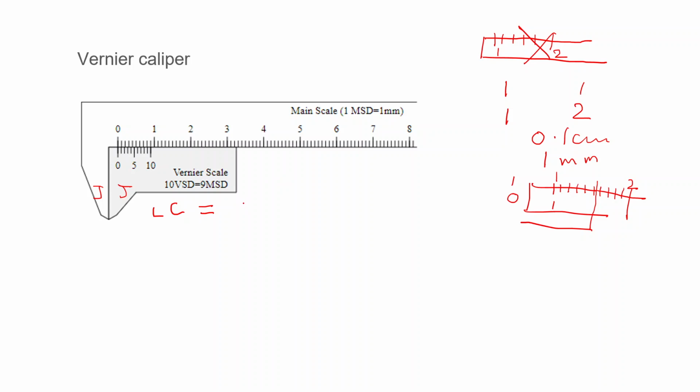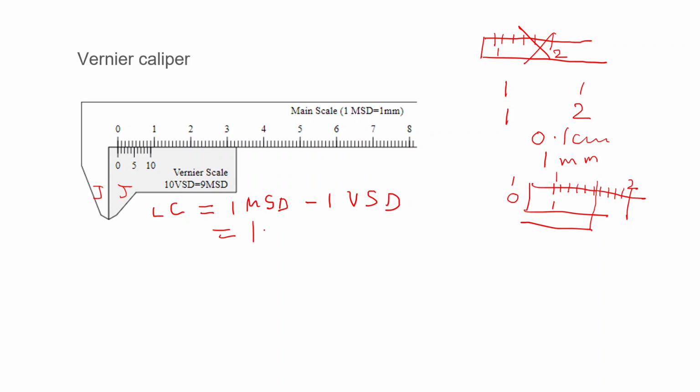How we calculate it is 1 main scale division minus 1 vernier scale division. So 1 main scale division means on this main scale the smallest division is how much? I told you 0 to 1 is 1 centimeter and it's divided into 10 divisions. So one division is 0.1 centimeter, that is 1 millimeter.